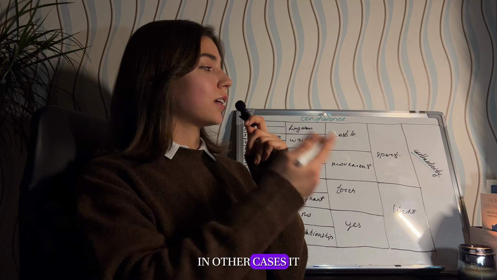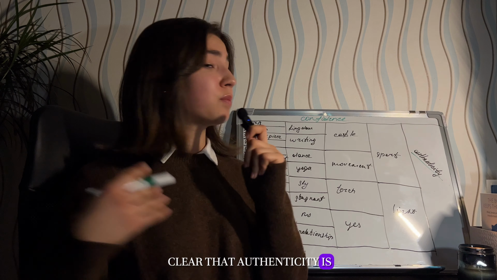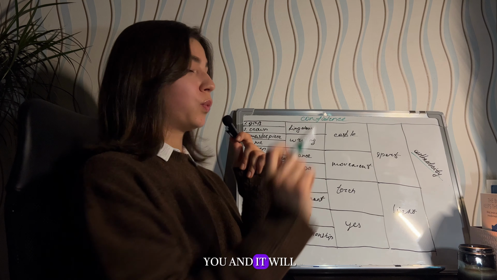In other cases, it might be clear, like here. It's pretty clear that authenticity is my key to confidence because basically, when I'm just being all of myself, embracing all the parts of me, and just doing what I love to do, maybe not listening to others' opinions, this is when I feel my most confident self. So it might differ for you, and it will differ for you.